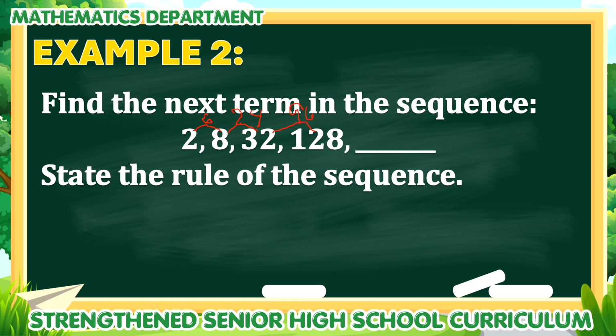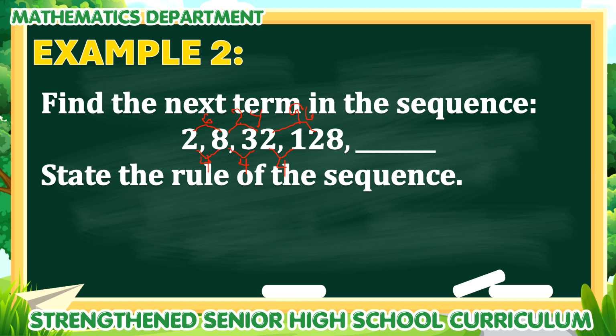But if you try to find another pattern, from our first term, which is 2, we obtain 8. So that means we are multiplying by 4 from our first term. Now from our second term going to our third term, that's 8 to 32, we are also multiplying by 4. And then from our third term going to our fourth term, that's 32 times 4, that gives us 128. Meaning to say, in order to obtain our next term, we need to multiply our given term by 4.